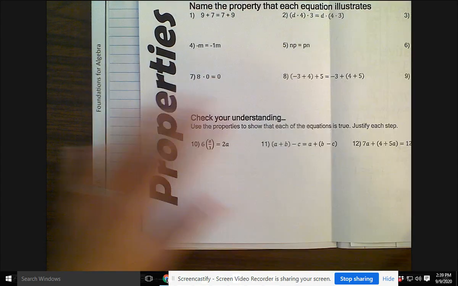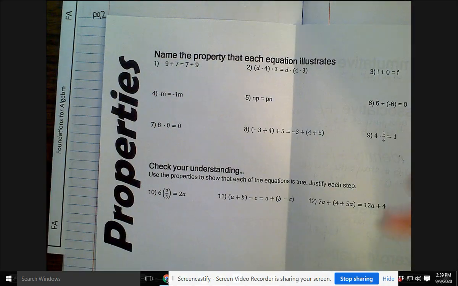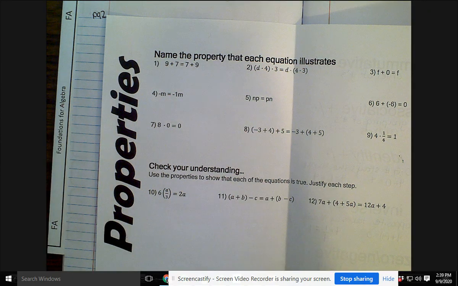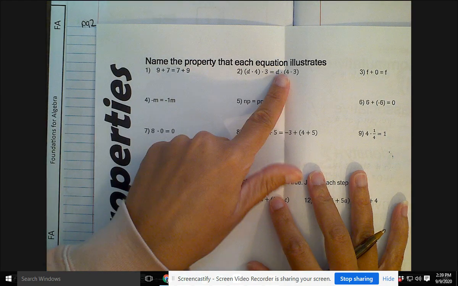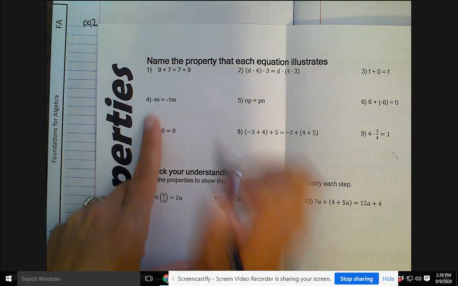So we're going to try some together. And I'm not going to have you guys try any on your own this time. I'm going to attach a Google Form that will be your assignment on a separate assignment in Google Classroom. So we're going to do all these together quick. Okay. So we're going to name the property that is being illustrated in each equation.